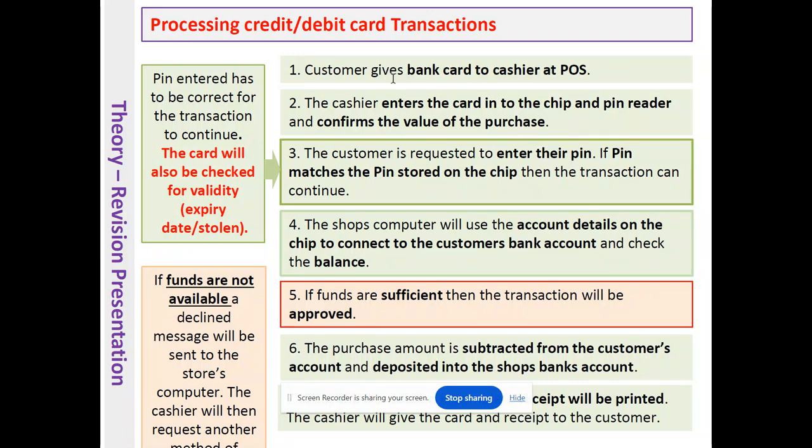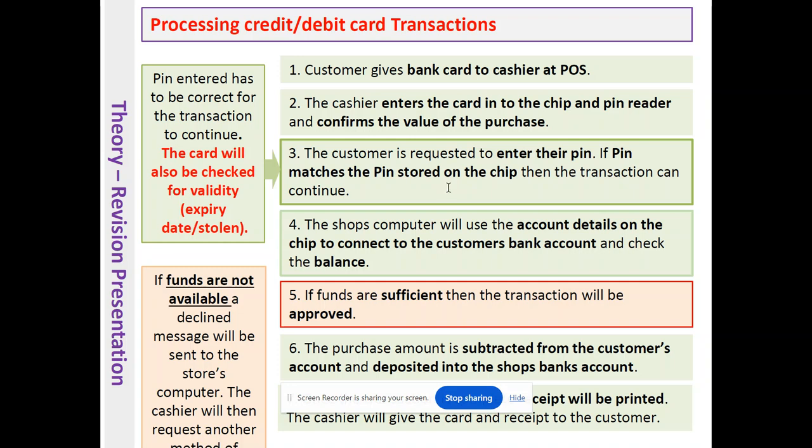So if you're paying for your goods, the customer will give the bank card to the cashier at the point of sale, or they will insert their card into the chip and pin reader. Then either the cashier or the customer enters the card into the chip and pin reader, as I just mentioned, and the cashier will confirm the value of the purchase. So for example, they will say £55, okay, before you go ahead and make the payment. So the first step from the customer, once the card has been entered into the chip and pin reader, is to enter their PIN. Okay, so it's normally a 4-digit PIN.